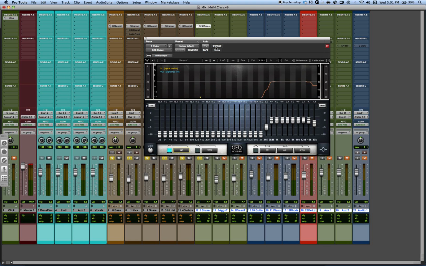But the power of using it is that you can really see the specific areas where something is putting most of its energy. And then you can apply your processing accordingly and with some information.